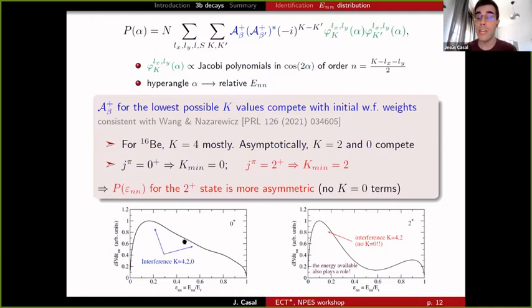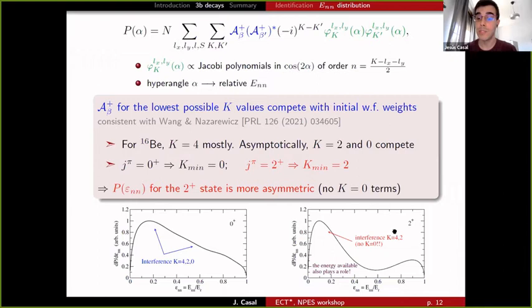So what we see in the correlations seems to be essentially the interference between the hyperspherical harmonics with K equals 4, 2, and 0, and the fact that the K equals 0 contribution is symmetric gives this more symmetric shape for the 0+ as compared to the 2+.